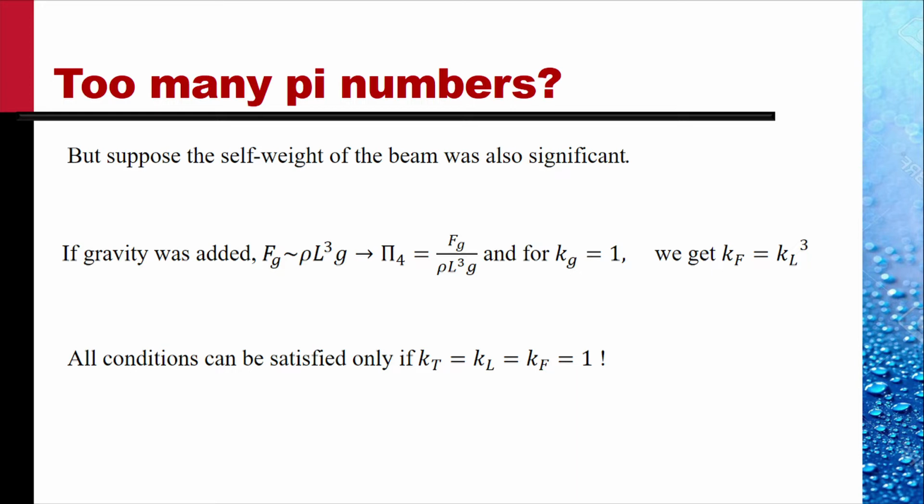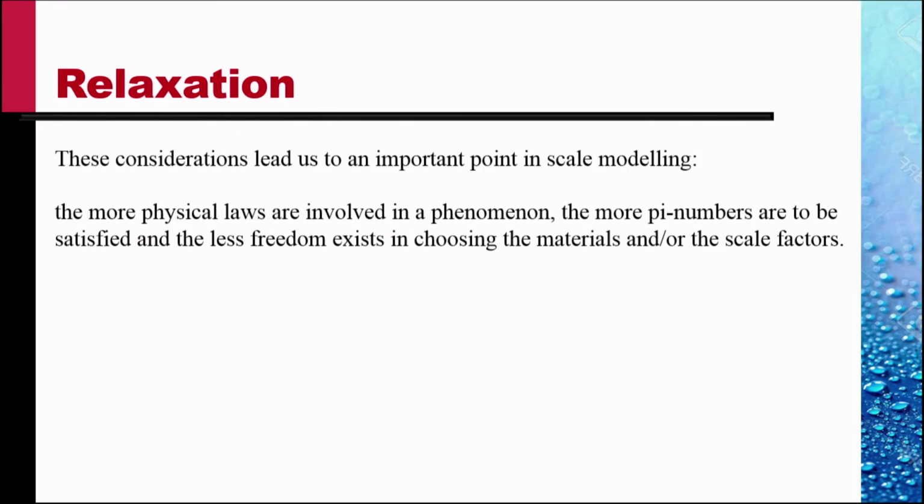Now, these conditions can all be satisfied only if Kt is equal to Kl is equal to Kf. All three are equal. It does not give us any freedom to do the experiments. So, what do we do? These considerations lead us to an important point in scale modeling. The more physical laws are involved in the phenomena, the more pi numbers are to be satisfied, and the less freedom exists in choosing the material and or the scale factors.